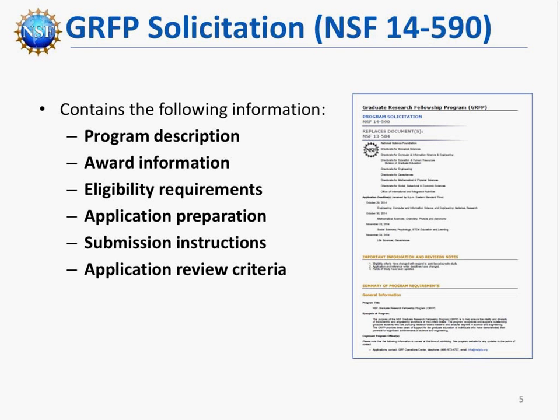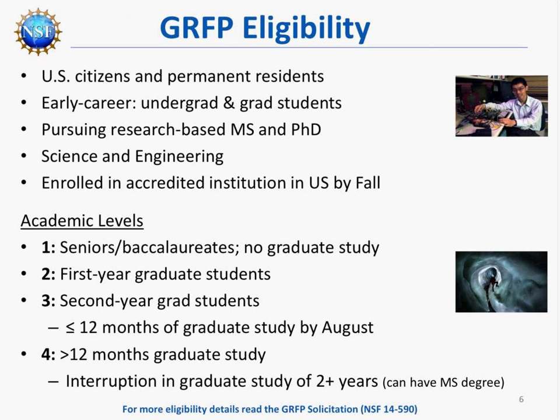Let me talk briefly about eligibility. If you could move on to the next slide, that would be great. In order to apply for GRFP, you must be a U.S. citizen or have permanent residency. You wish to pursue a research-based master's or PhD degree in a STEM field, and you should be enrolled in an accredited U.S. institution by fall next year.